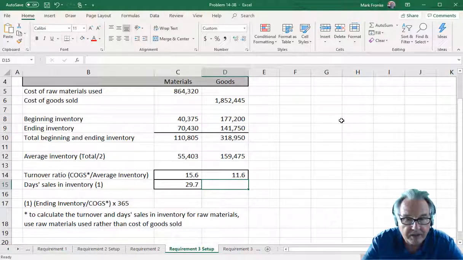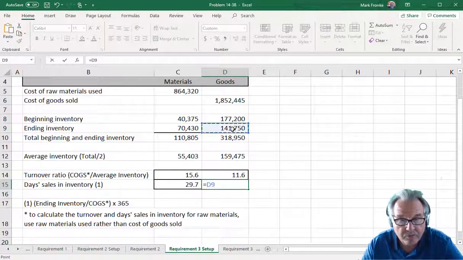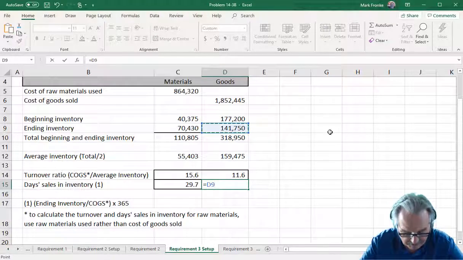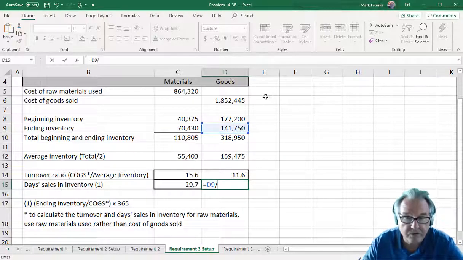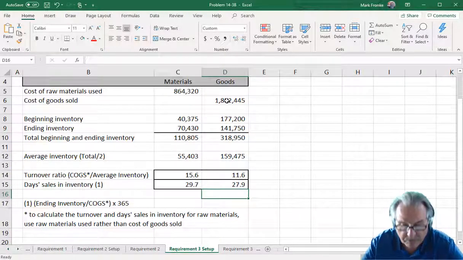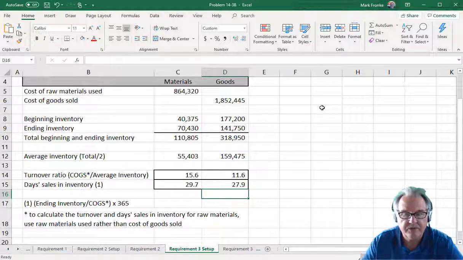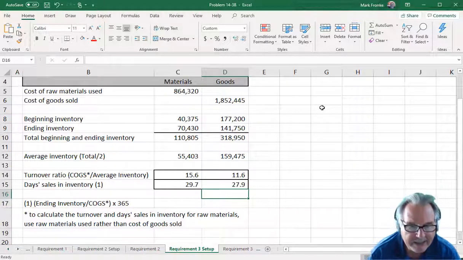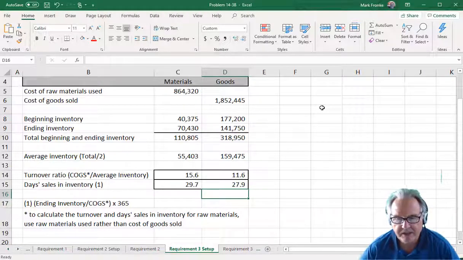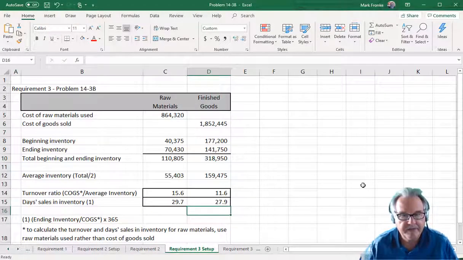And with the finished goods, I'm going to take ending inventory, 141,750, divided by cost of goods sold times 365. That's 27.9 days. This tells the reader how quickly the company is liquidating their inventory. So if I shrink it, you can see the whole schedule, and there it is.